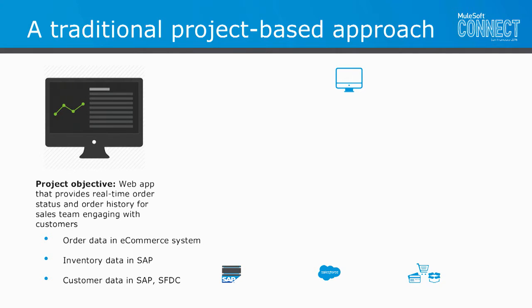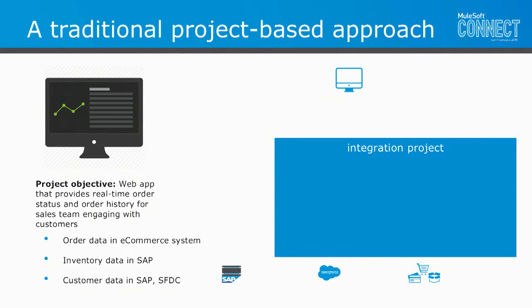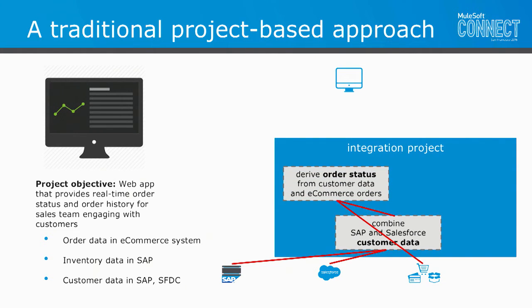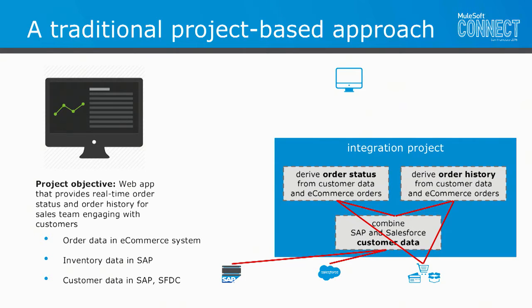And in that integration project, what would you normally do? You'd pull in the data from SAP and Salesforce, combine it together to have your customer data inside that integration project. And then you'd pull the data in from the e-commerce system, the order status, combine it with the customer data, and now you've got your order status data. And similarly, you've got your order history data. And now that you've solved those problems inside your integration project, you can pump that data out to your web application or your API if you're using a single-page application, and you'd be done, right?